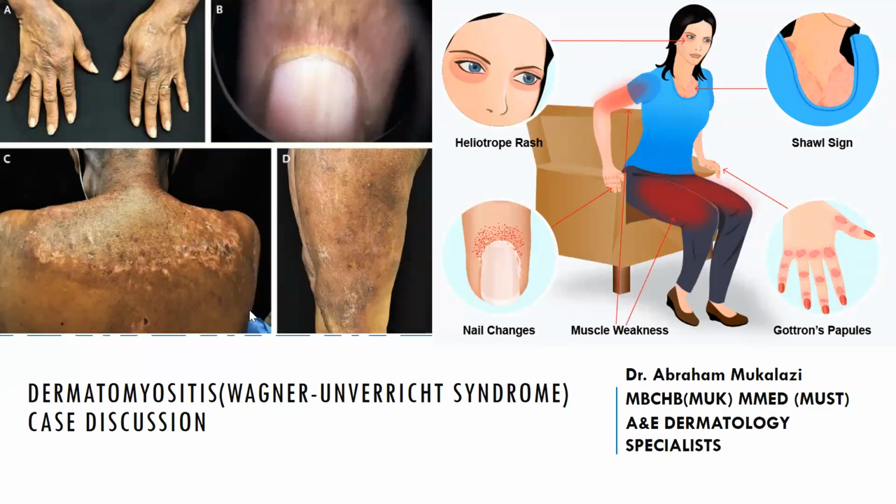Hello everyone. Today we shall go through a very interesting connective tissue disorder, a disease we call dermatomyositis, also called the Wagner-Unverricht syndrome. So in this case, we want to discuss this condition in detail, such that we know how to look for it, what signs you elicit, and how you know that your patient has dermatomyositis.